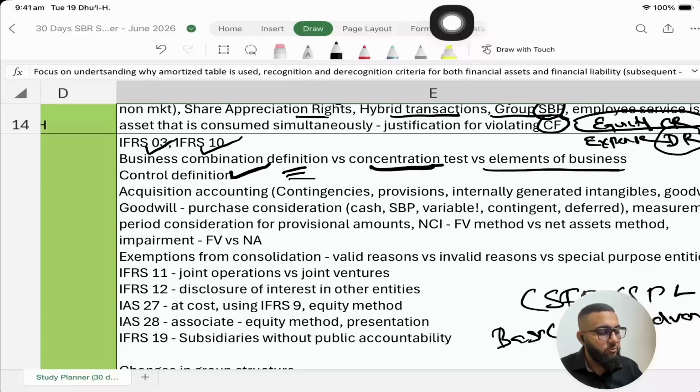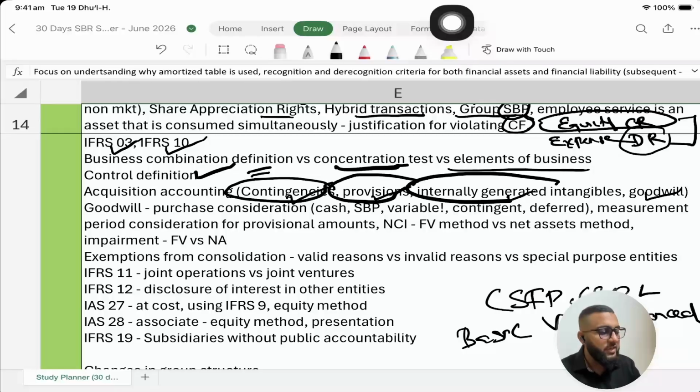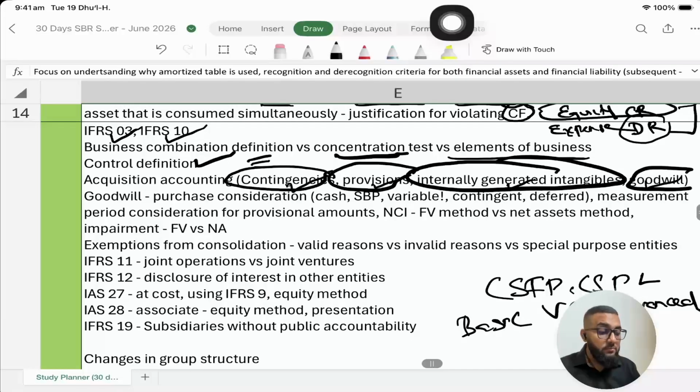Then acquisition accounting: the contingencies, provisions, internally generated intangibles, and then goodwill. How contingencies are dealt with, how provisions are dealt with, how internally generated intangibles are dealt with, and how goodwill is dealt with in terms of acquisition accounting. Now, what is goodwill? How is goodwill calculated? Goodwill is calculated based on purchase consideration plus NCI minus the fair value of net assets at acquisition.